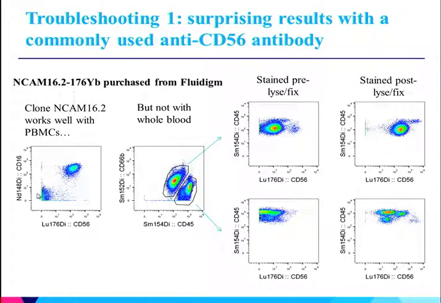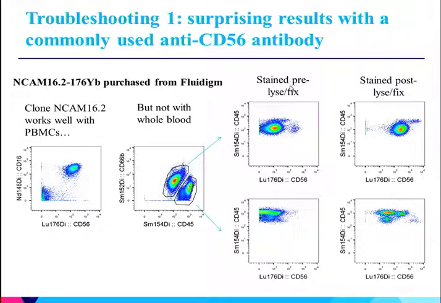And sure enough, in PBMCs, it worked very well. You can see that you have a nicely defined NK cell population here. It's CD56 positive, CD16 positive, everything's great. But when we tried using this in whole blood, it performed very poorly. And it actually performed poorly in a weird way that I'd never seen before.